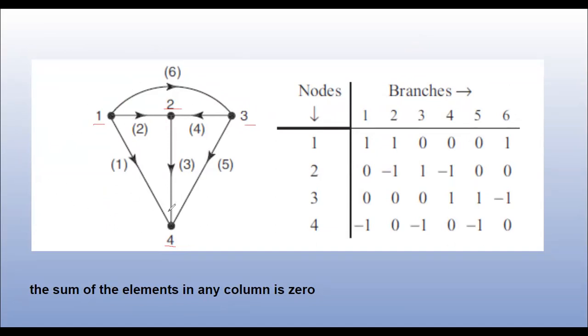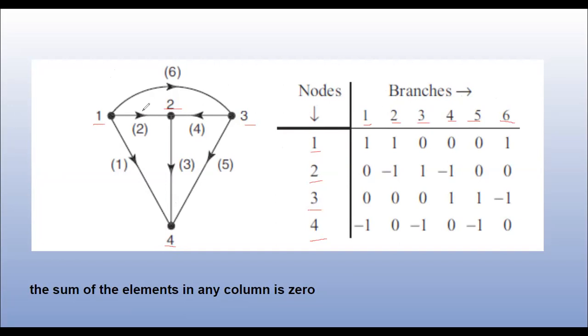So when we want to write the complete incidence matrix for this, first of all, we will have all the nodes written as the rows and all the branches written as the columns. So 4 rows and 6 columns are forming our matrix. Now we have to decide the elements within this. So let us take an example.